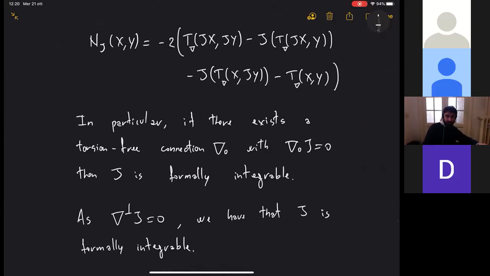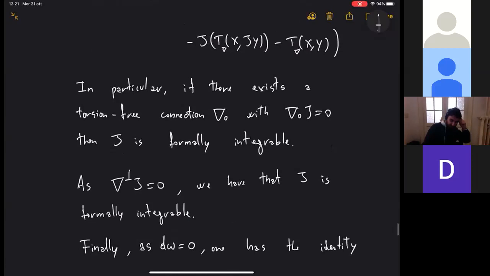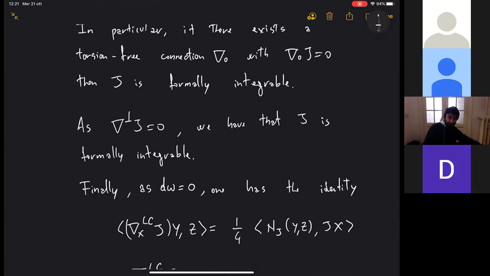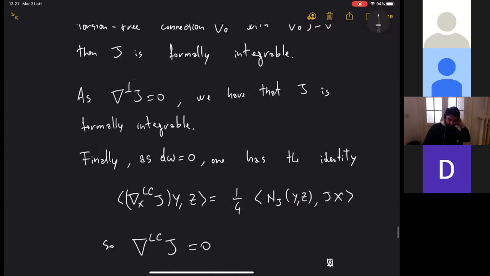And now to conclude, let me just remind how this condition on an almost Kähler manifold is equivalent to J being parallel with respect to the Levi-Civita connection. This is just another classical formula from Riemannian geometry. So if we are in an almost Kähler situation, so d omega is zero, then we have this identity. We can express the inner product of the Nijenhuis tensor against J of X as an expression that involves the Levi-Civita connection of J. So this means that it's perfectly equivalent to say that N_J is zero or that nabla-LC of J is zero. And this concludes the proof.